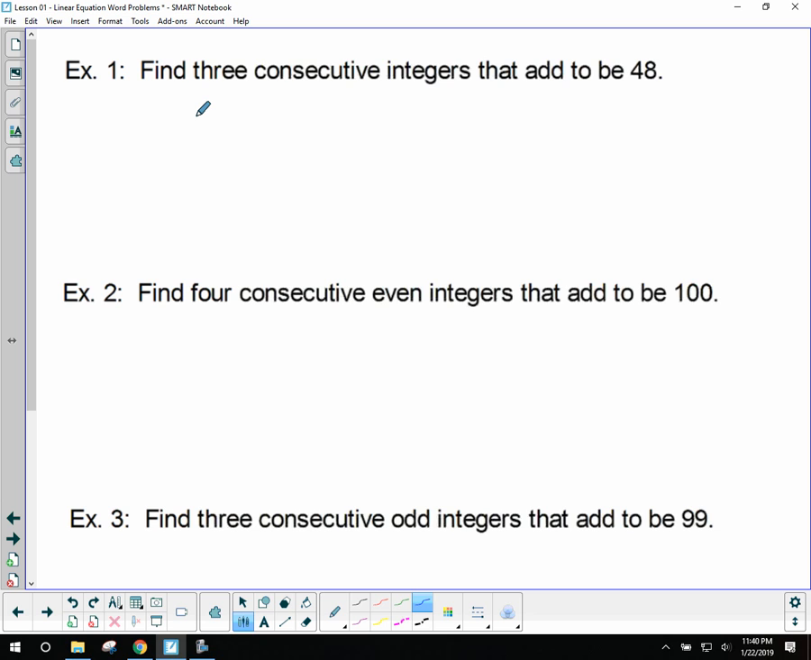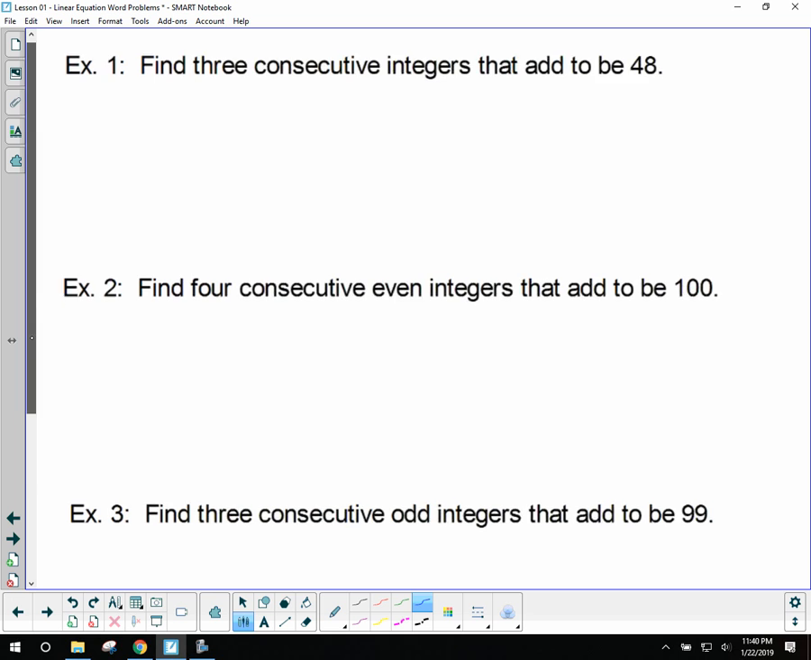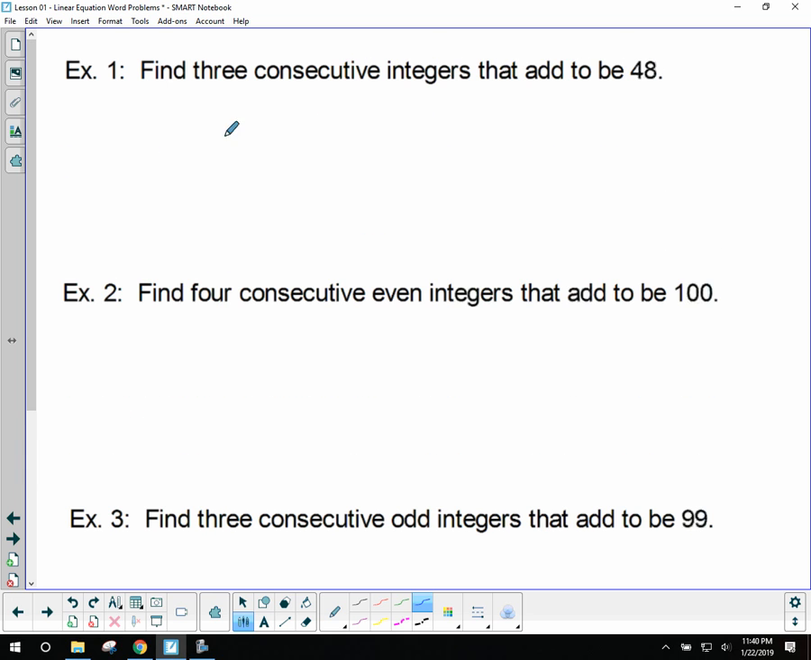Find 3 consecutive integers. Well, we already discussed that part. This is the first. This is the second. And this is the third. 3 consecutive integers. Add those up, we get 3x plus 3 that need to add up to 48.